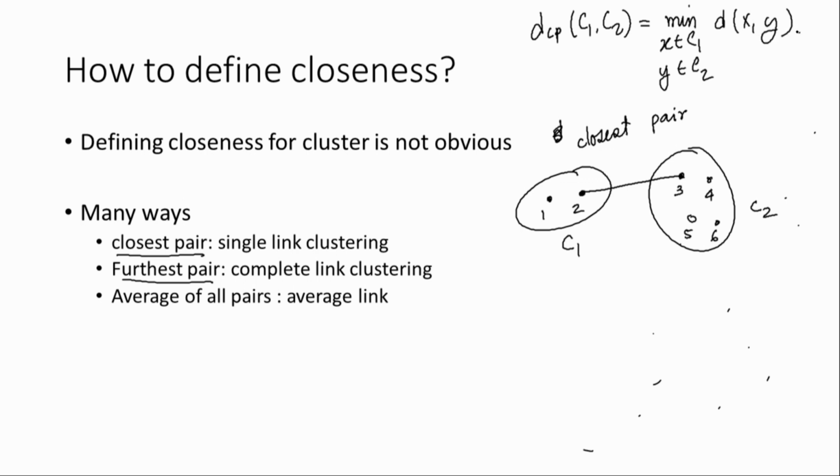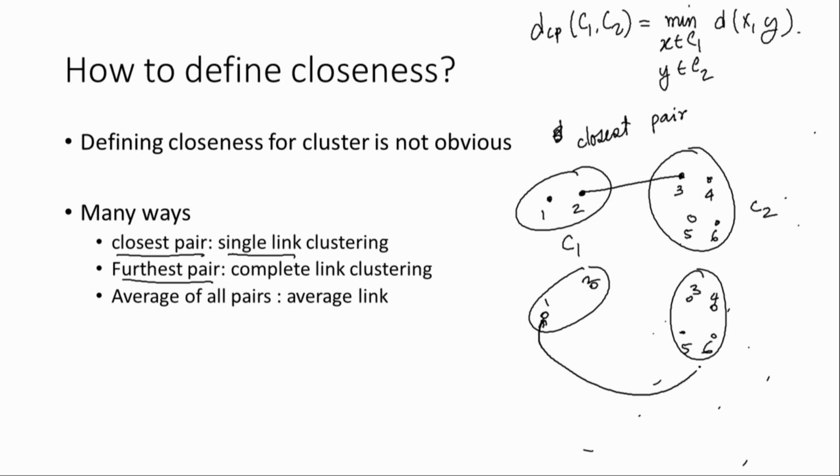Okay? So this is the closest pair distance. And we could be running the entire clustering with this. And this would be called single link clustering. We could also be defining a farthest pair. I could be saying, look at the pair point 1 and 6. This is the farthest pair, where one element of the pair comes from cluster C1, another element comes from cluster C2.